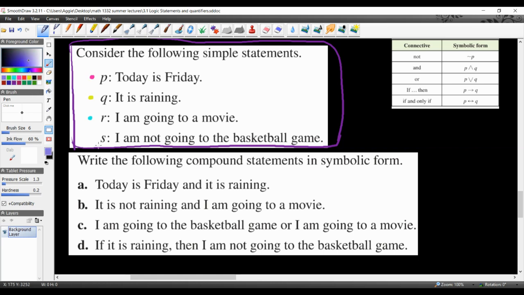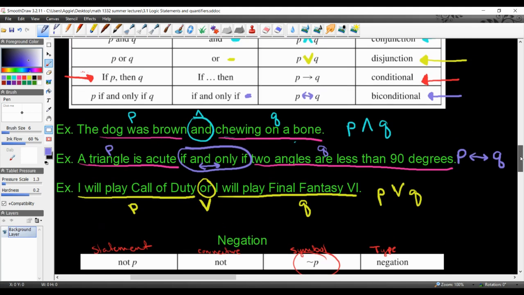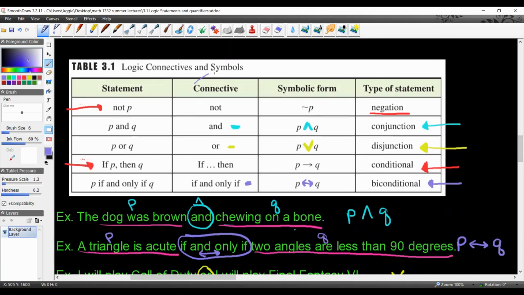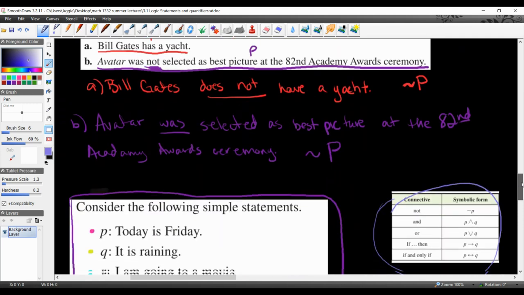And S, I am not going to the basketball game. Okay. So what they want us to do is rewrite this using symbolic form. So I went ahead and copy pasted that part right here. If you can't see this, you should have written it down anyway. But it's pretty much this part right here, these two things right here. Okay. So that's what I'm looking at right now.